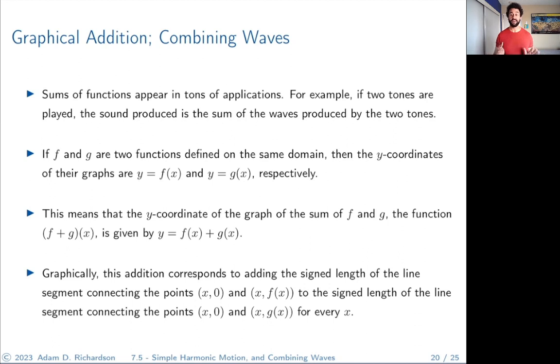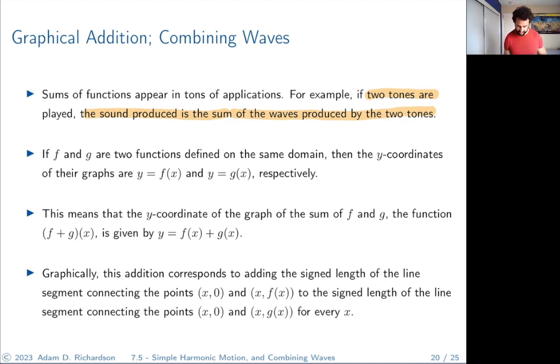A good example, and a very intriguing example I find, is if you have two tones. If two sound tones are played at the same time, the sound produced is the sum of the waves produced by the two tones. So if you've got a tone that's like E and another one that's like E, and you wanted to know how they would sound when played both at the same time, the sound that it produces is quite literally the sum of those two waves. We can make really good intuitive sense of that by using graphical addition.